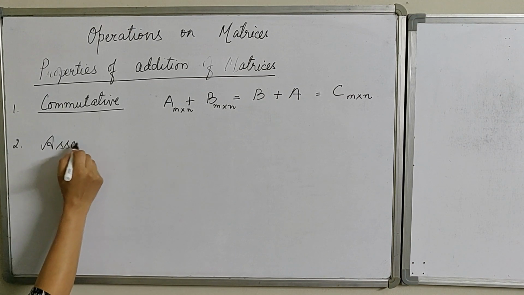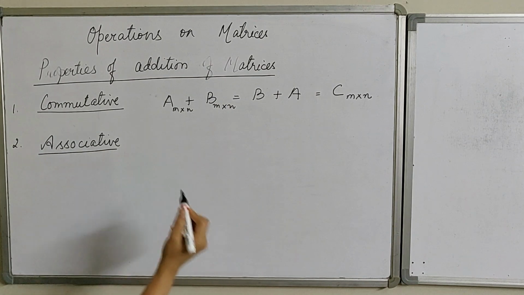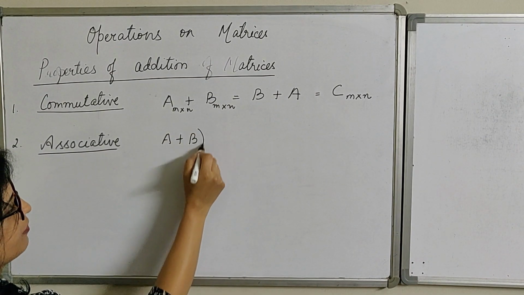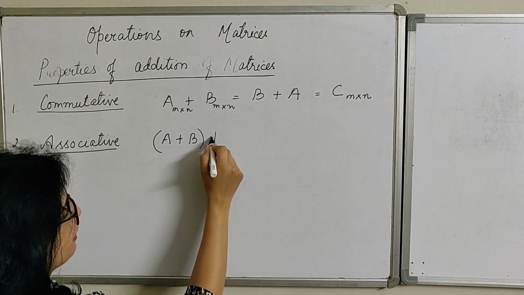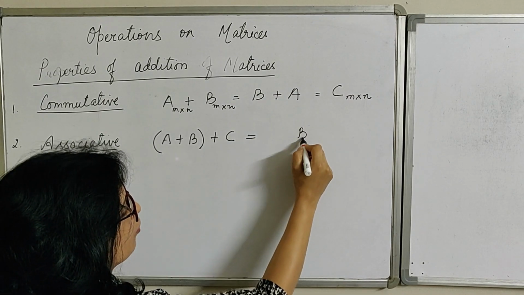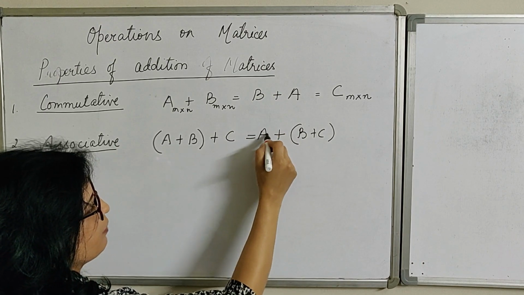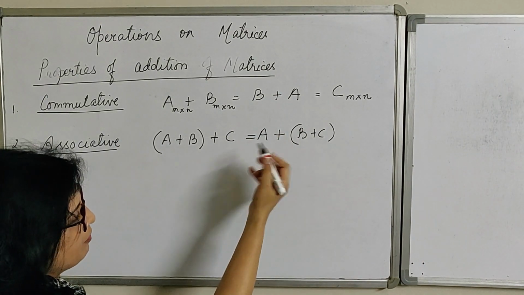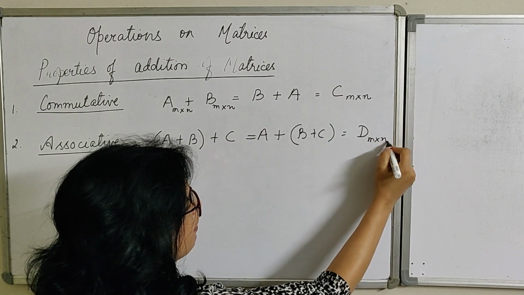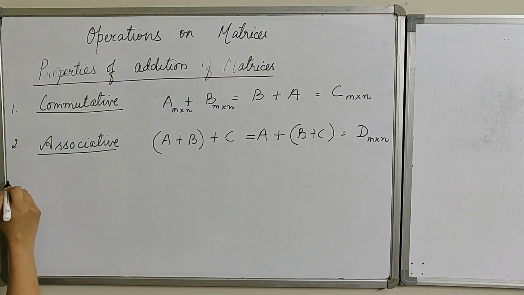Then matrix addition is also associative. So if we have three matrices of the same order and we add matrix A and B first and add matrix C to it, this will give us the same result obtained on adding matrices B plus C first, which is added to matrix A. The resultant matrix that is obtained here is suppose matrix D, which is of the order m by n, which is same as the order of A, B and C matrix.